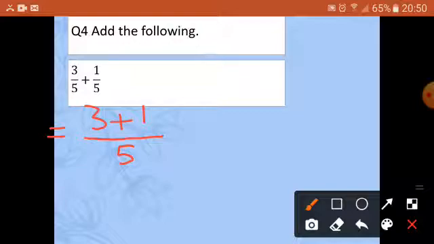Whatever is the numerator and the symbol given to you, 3 plus 1 is equal to 4 and then fifths, 4/5. This is a proper fraction you got in the answer, so that means this is your final answer. See how simple it is.